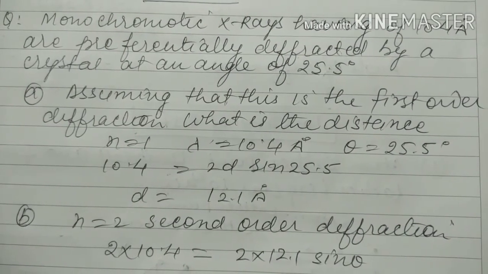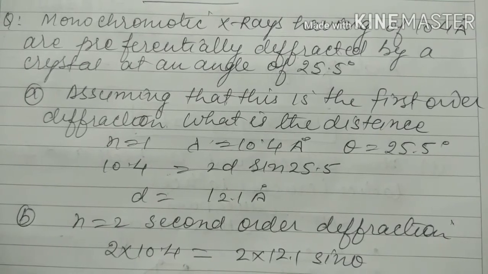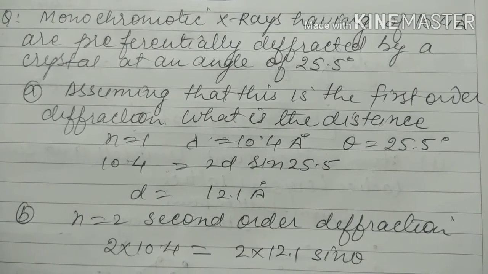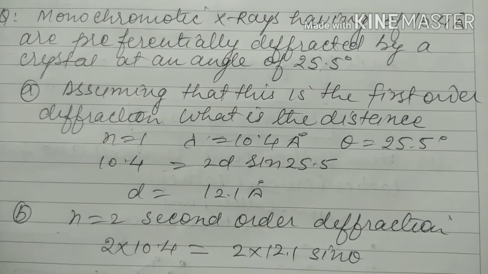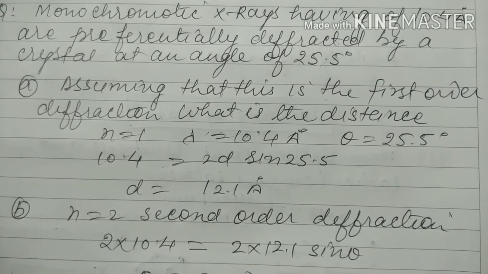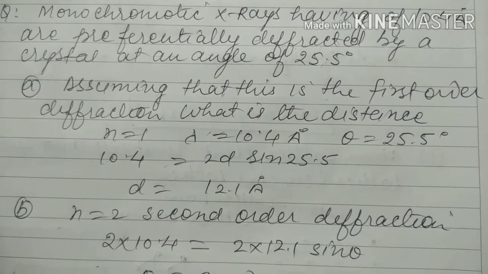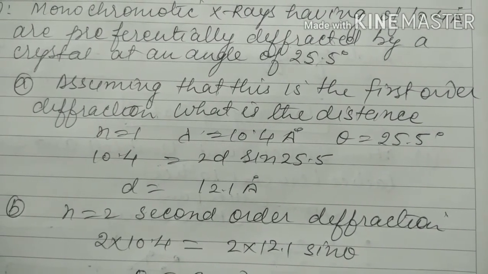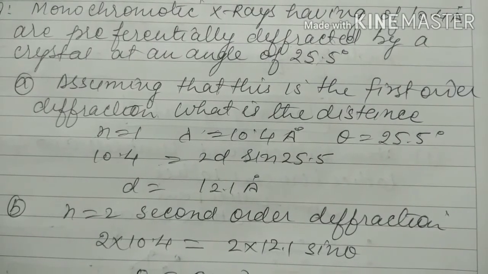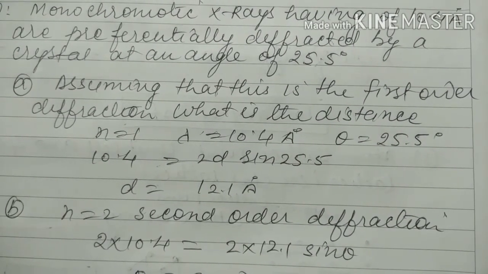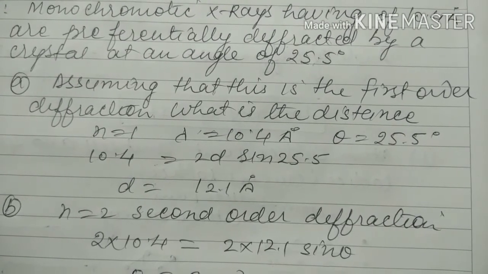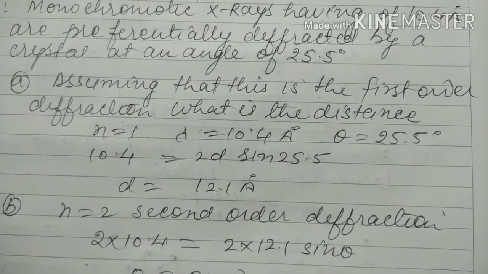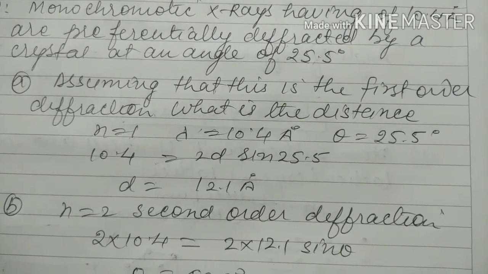If monochromatic X-rays having a wavelength of 10.4 angstroms are preferentially diffracted by a crystal at an angle of 25.5 degrees, assuming this is first order diffraction, find the distance d. This is first order, so n is equal to 1. Lambda is given as 10.4 angstrom, meaning 10.4 × 10^-10 m. Theta is 25.5 degrees. So we put in the values, and d comes to 12.1 angstrom.